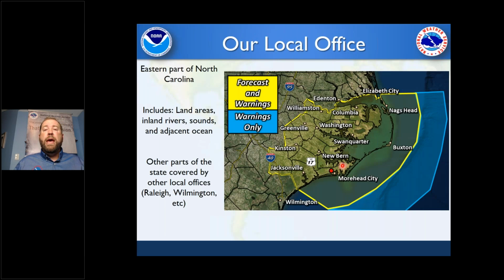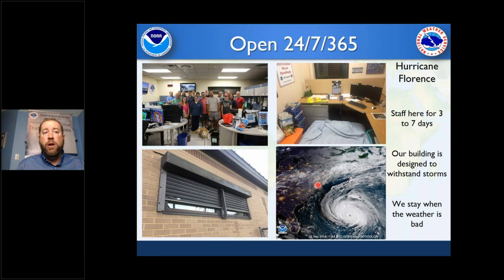Here locally, if you're in Eastern North Carolina, this is our coverage area, anywhere shaded in yellow. So that includes places like Greenville and Jacksonville, and certainly the Outer Banks. Up across northeastern North Carolina, you're covered by the Richmond or Wakefield office. Central North Carolina is covered by Raleigh, and the Wilmington office covers far southeastern North Carolina. You'll also notice that we cover out into the water, including the local sounds and rivers and the ocean. So we do a marine forecast as well. And in fact, that's probably one of our more popular forecasts for the local office.